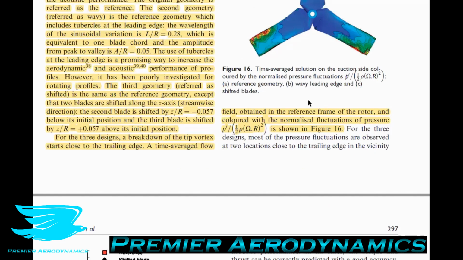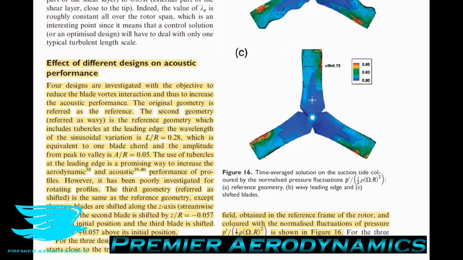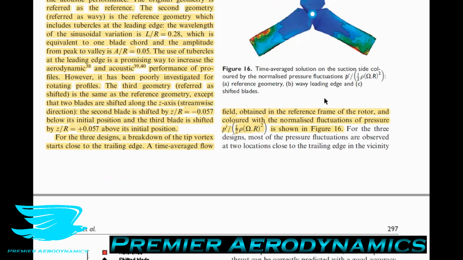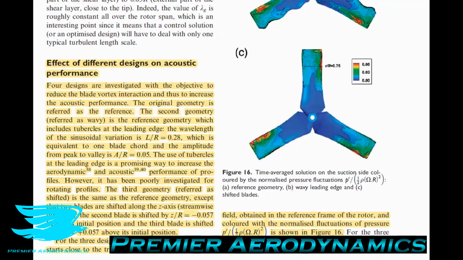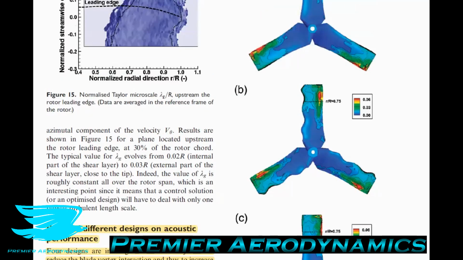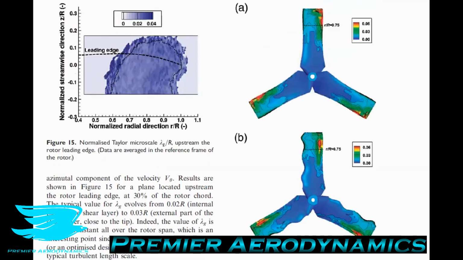So let's get back to this LBM situation here. For the three designs, a breakdown of the tip vortex starts close to the trailing edge. A time average flow field obtained in the reference frame of the rotor and colored with the normalized fluctuations of pressure is shown in figure 16. So we can see here the figure 16. And why this is important is because the fluctuations in pressure are what determine the noise. So for the three designs, most of the pressure fluctuations are observed at the two locations close to the trailing edge in the vicinity of the rotor tip, so tip vortex and the suction side.